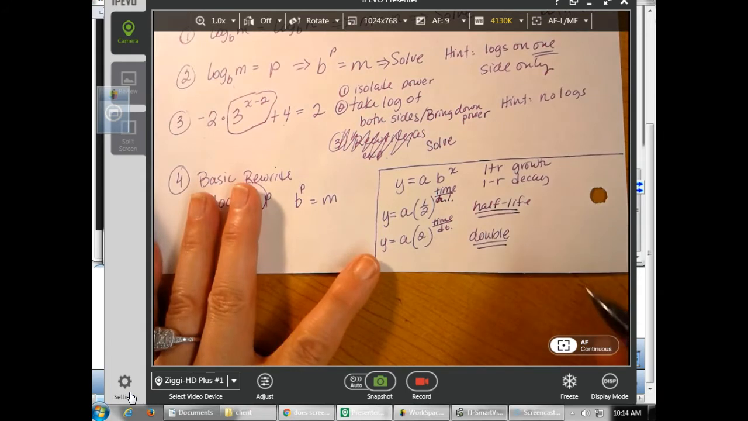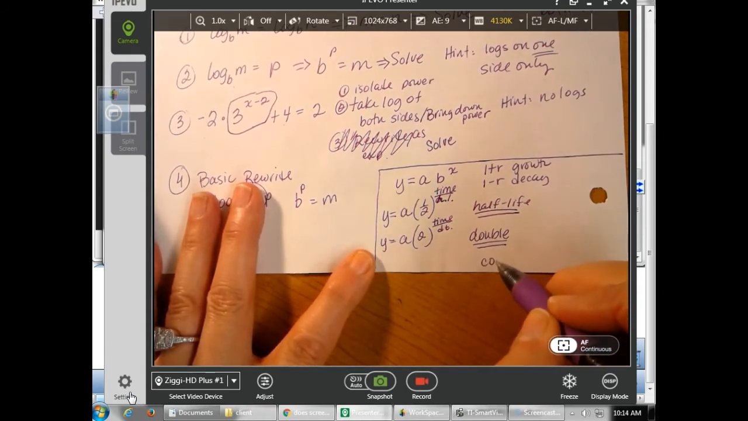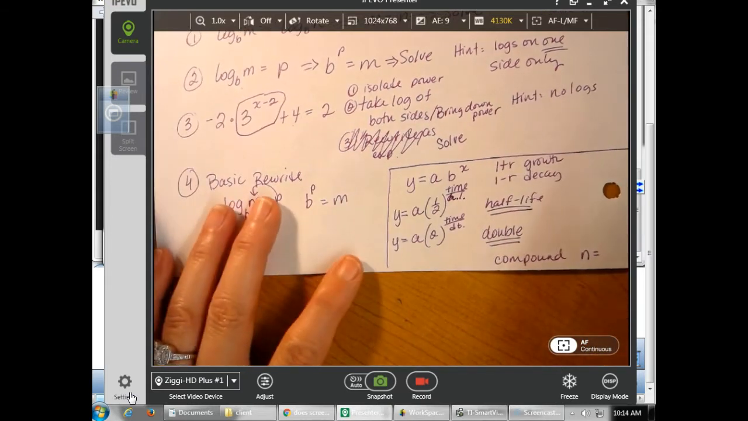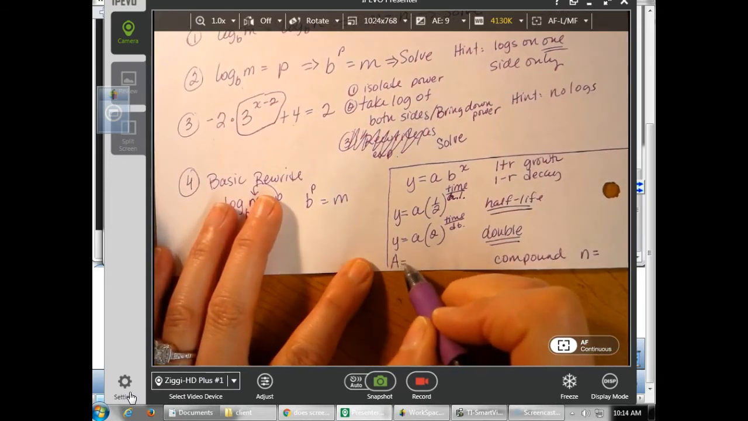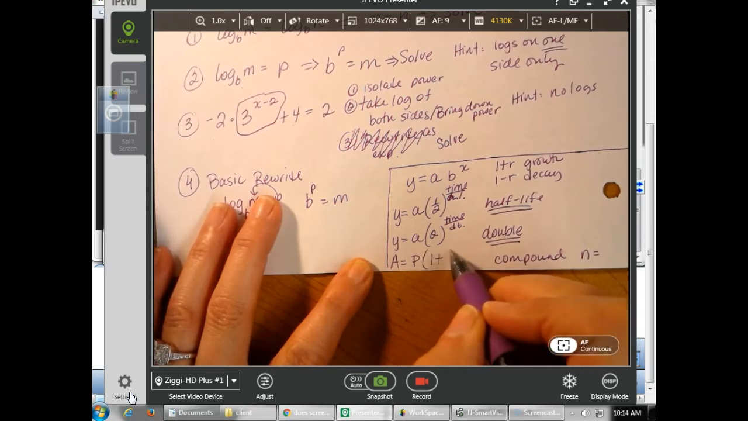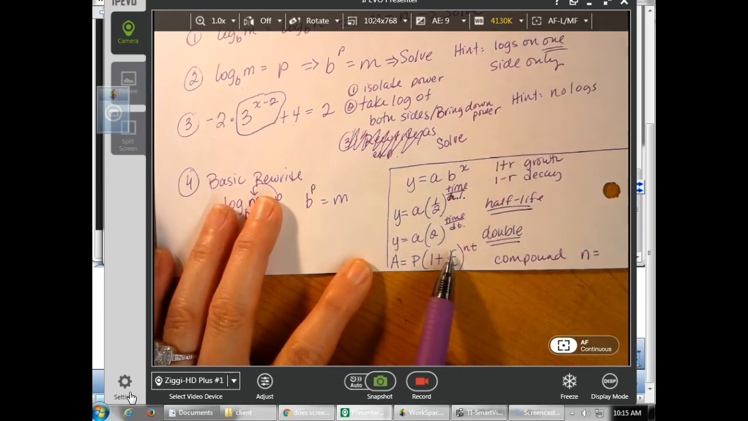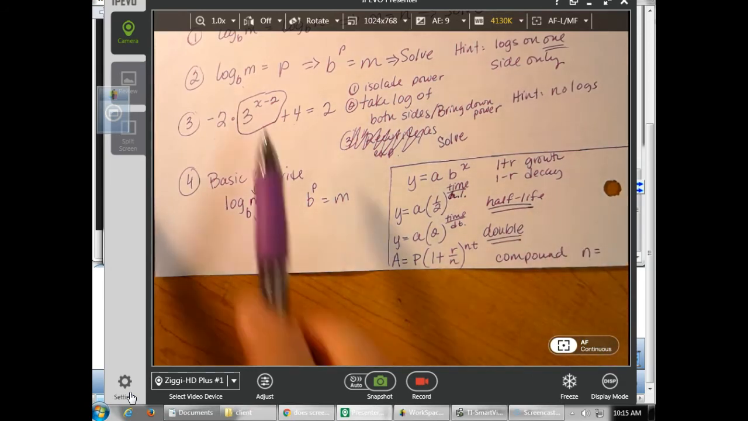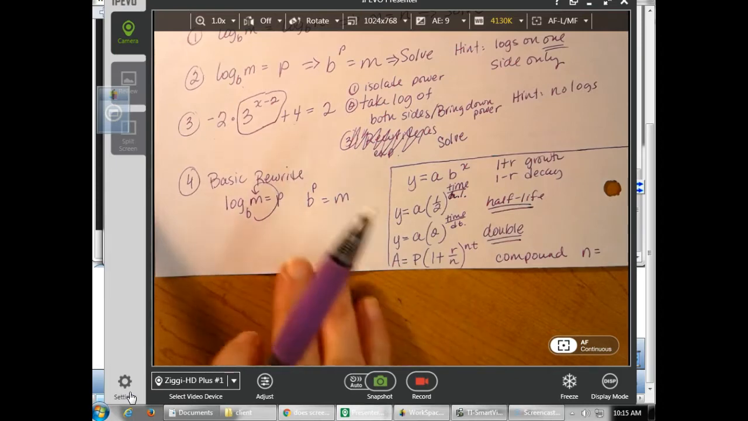And the final one is if you see the word compound, and you need to know n, where n is based on the number of periods per year, and that is this formula. A is equal to P times (1 plus R over n) to the n times T. And remember, R is in decimal form. Okay, so those are the basic word problems where you'll have to use these formulas, and then of course you solve it using all the solving techniques.